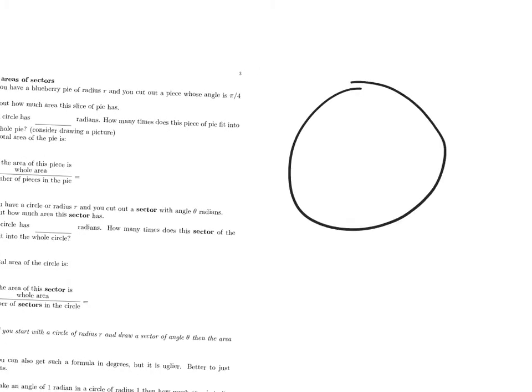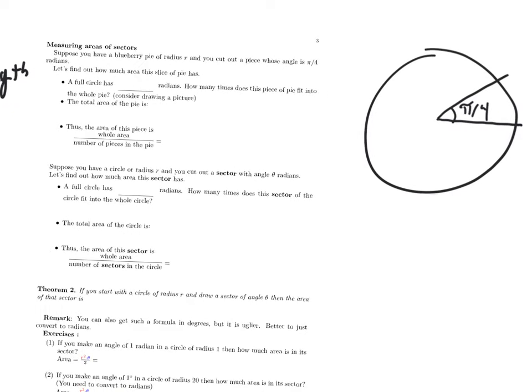So there's your pie. It has radius r. You cut out a slice totaling pi over 4 radians. Let's figure out how big that slice of pie is. Let's compute the area of this slice of pie. Well, here's how we'll think about it. How many radians are in a full circle? Well, 2 pi, of course.